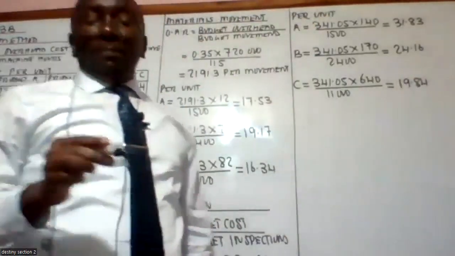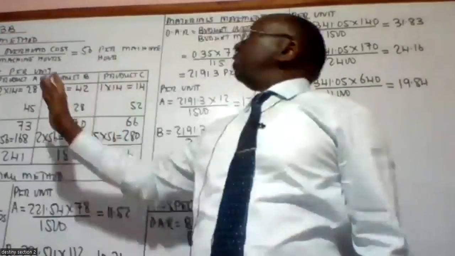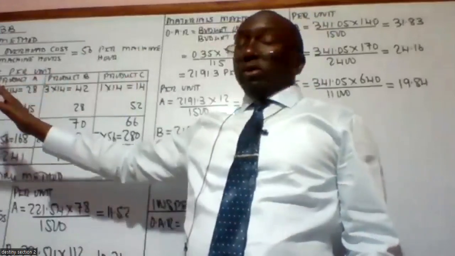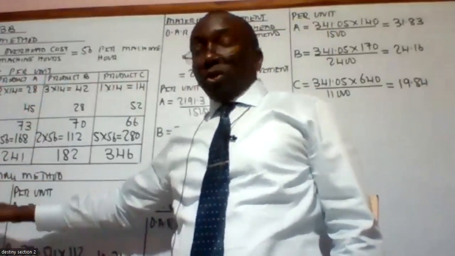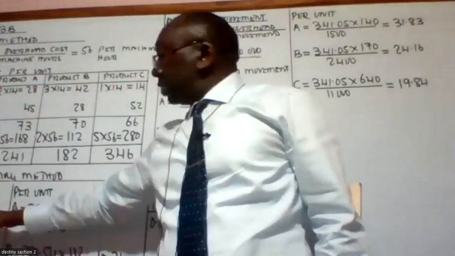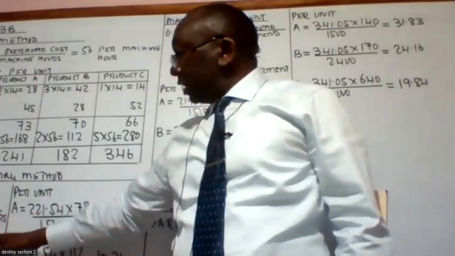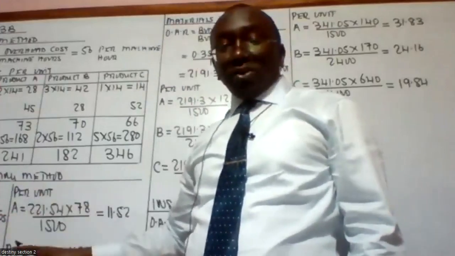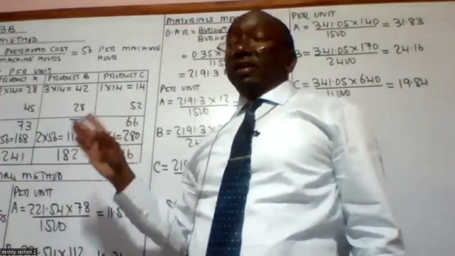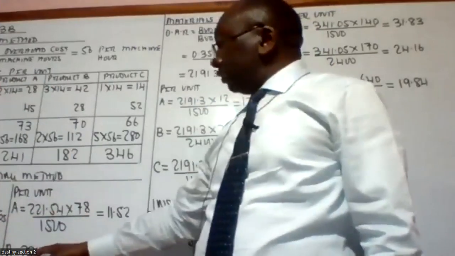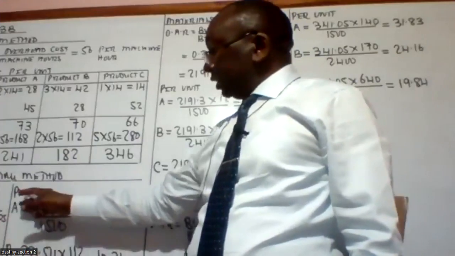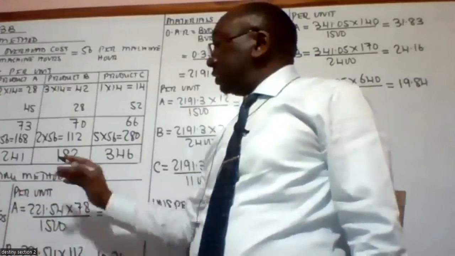So you can see, lazima uchore ile table tulikuwa tumechora. You can also work out per cost pool on its own. Unachukua one cost pool, unajibu kila kitu, unatafuta OER na per unit. Unaenda the next cost pool. But you can see this one has a lot of duplication, because tunashinda tukiandika per unit.